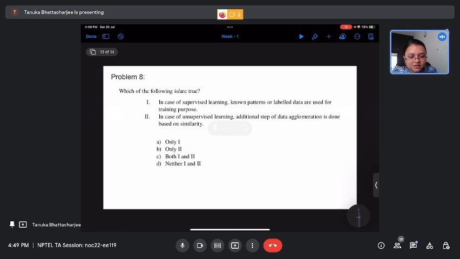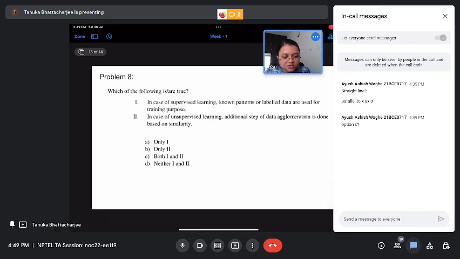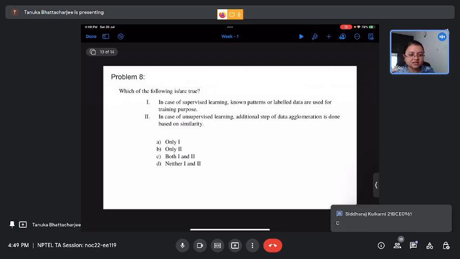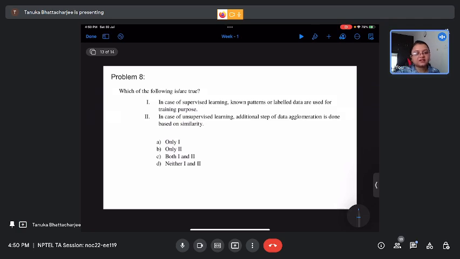I have the answer from Ayush. Yes, this is option C. Both A1 and 2 are correct. So in supervised learning, you are basically given patterns or features and you know the class of that feature. That is called the labeled data. You have the feature vectors as well as the label for each feature vector. Now you take those feature vectors and train your classifier or whatever model you are trying to learn, using those known data for which you know the classes.